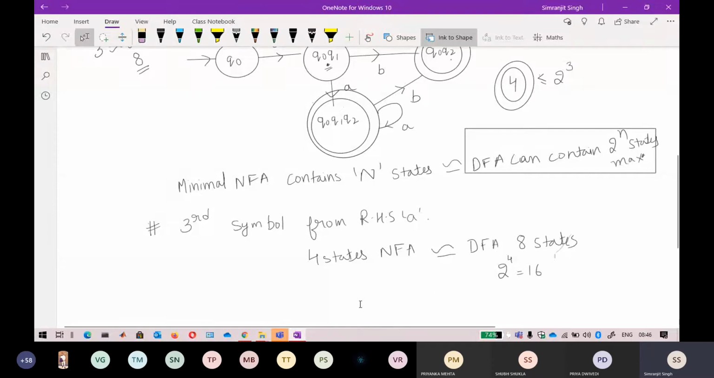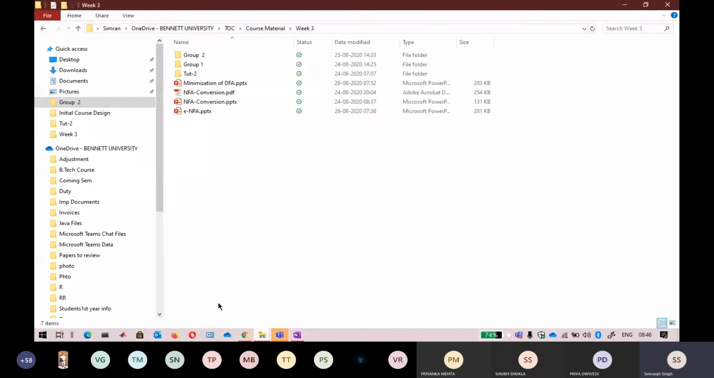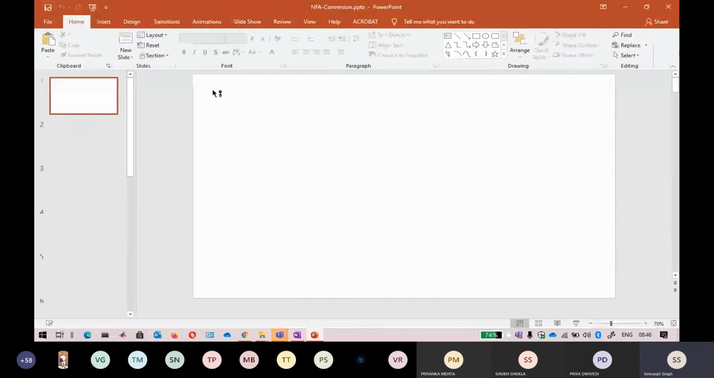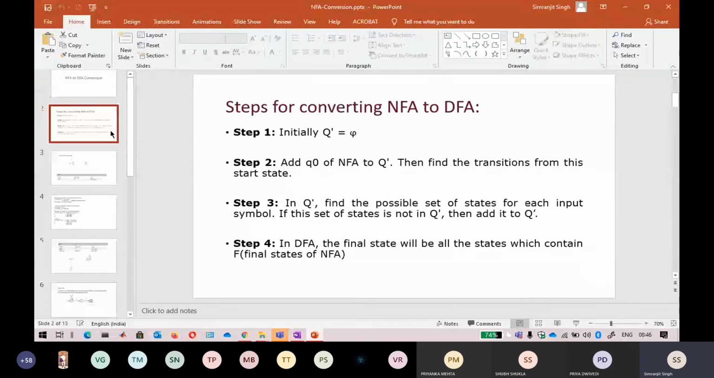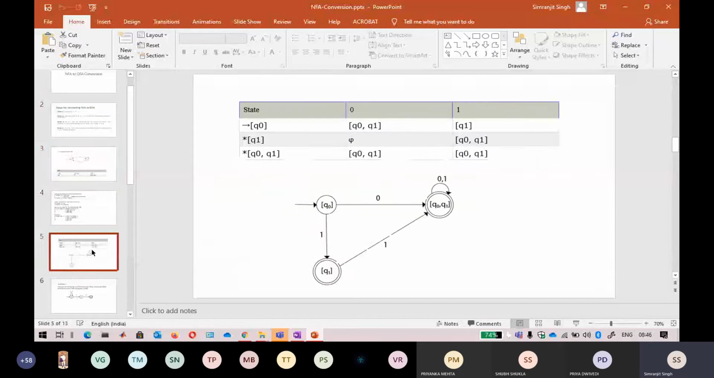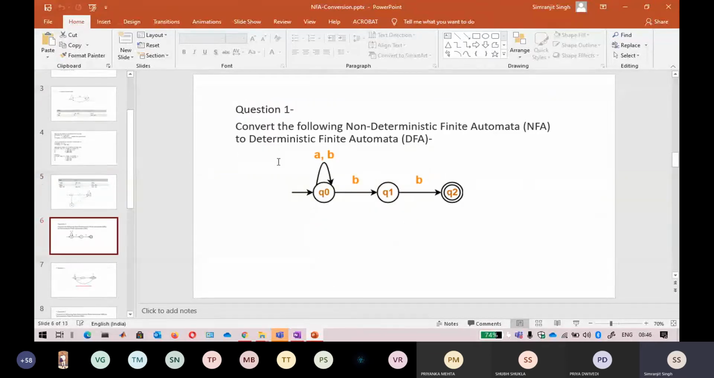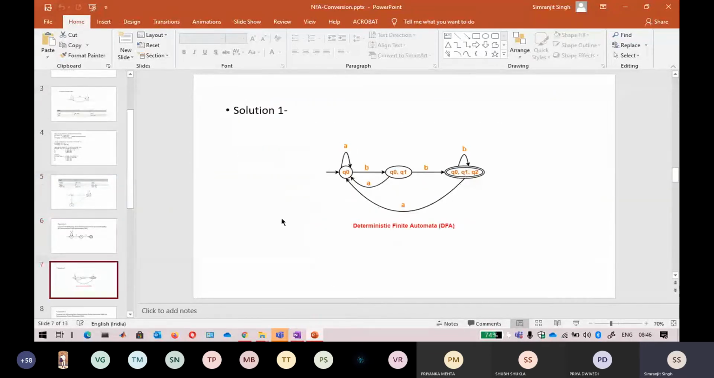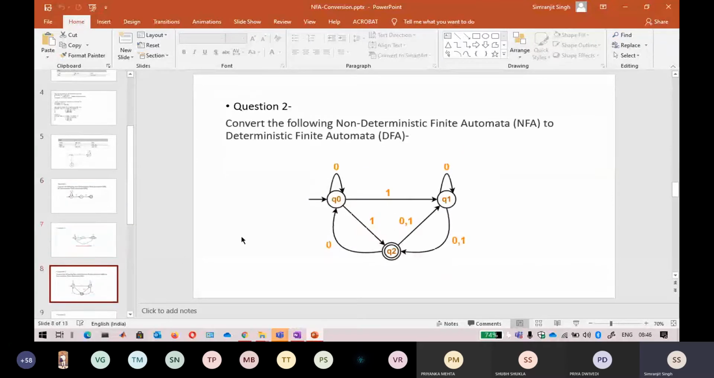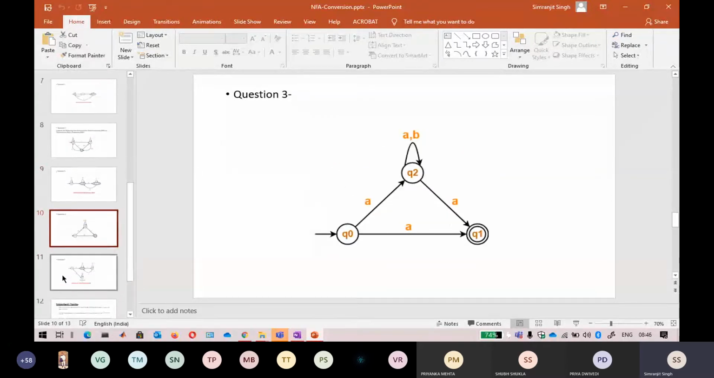Okay. So if I just do a PPT of this NFA conversion, this PPT is also uploaded in your LMS. If you clearly look at this, there are some questions that I have given you, and the solution is in the next slide. I think you should try these questions yourself, and these are very easy questions. I think you can easily do this.